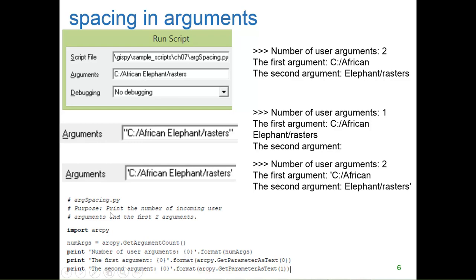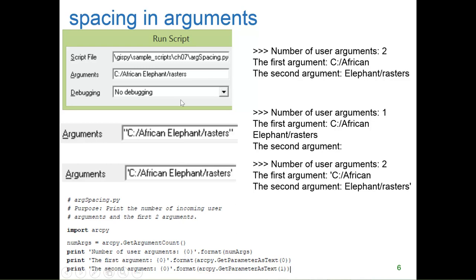We have a script down here that prints the arguments. So it's printing the first argument and the second argument that it sees. And if we run the arg spacing script this way with this input parameter, we get the first argument is C:/African and the second argument is elephant/rasters because of that space.